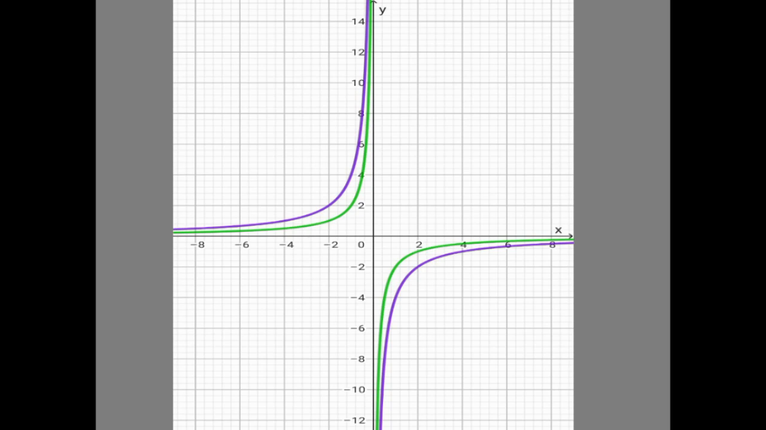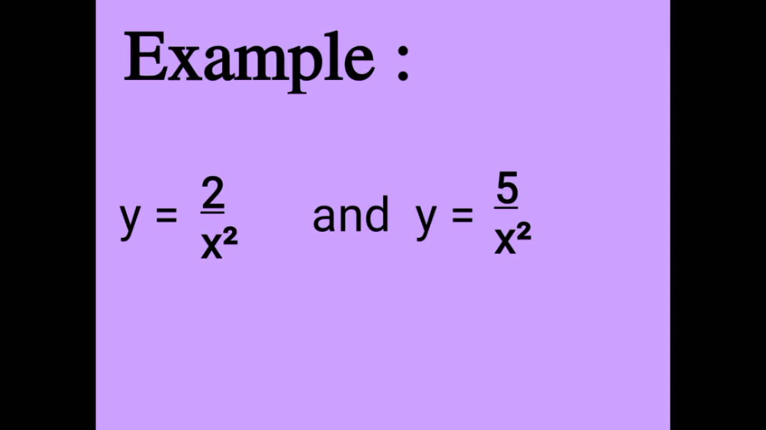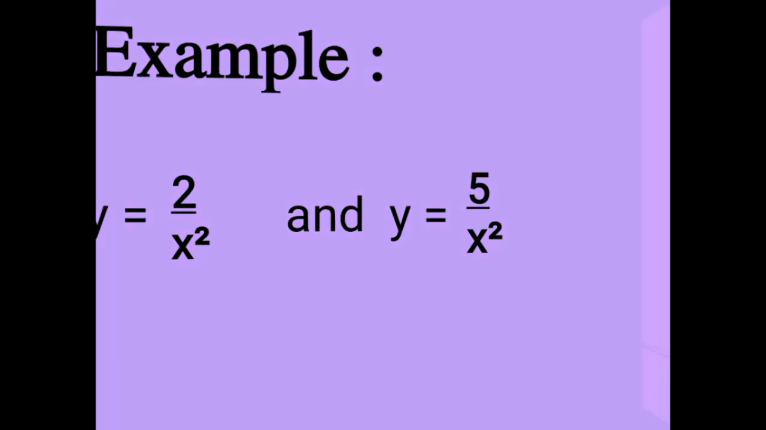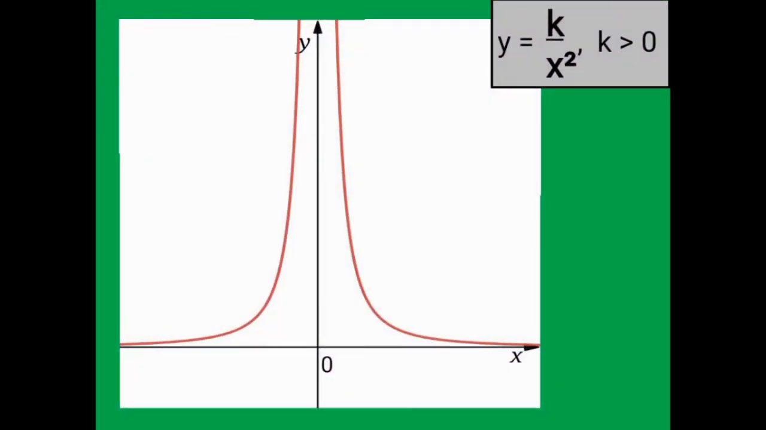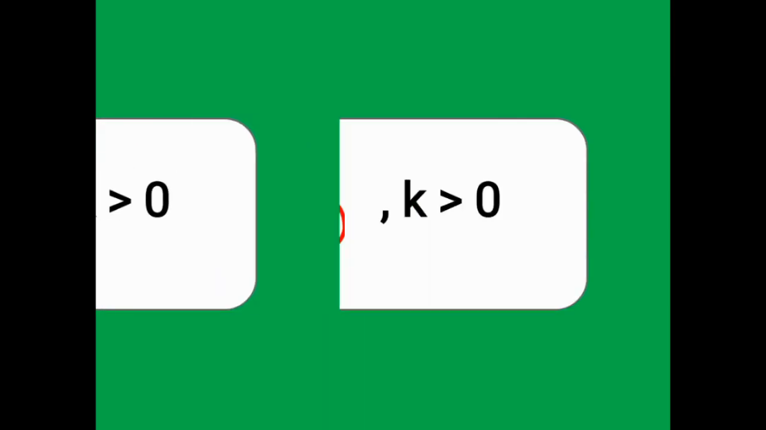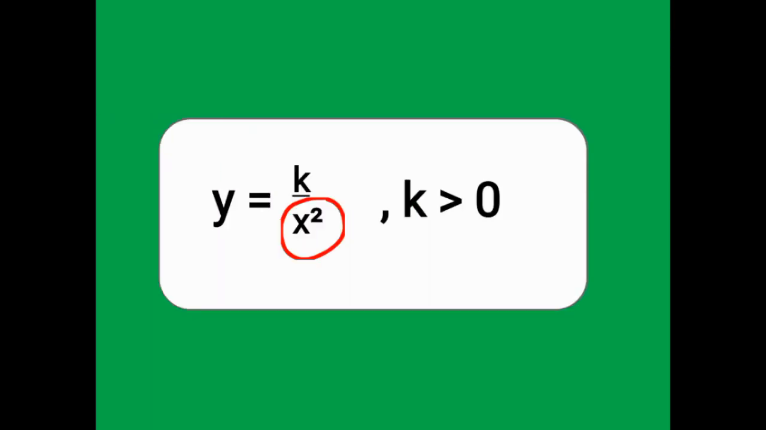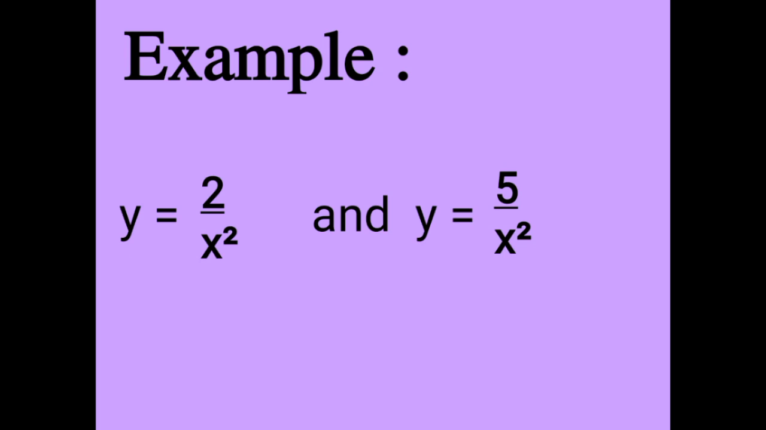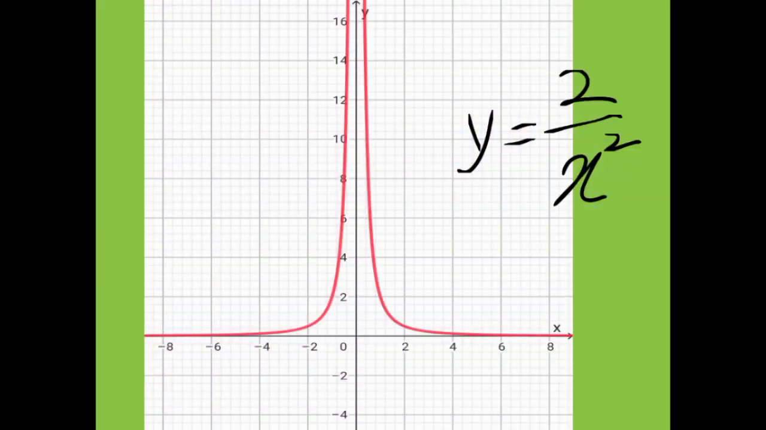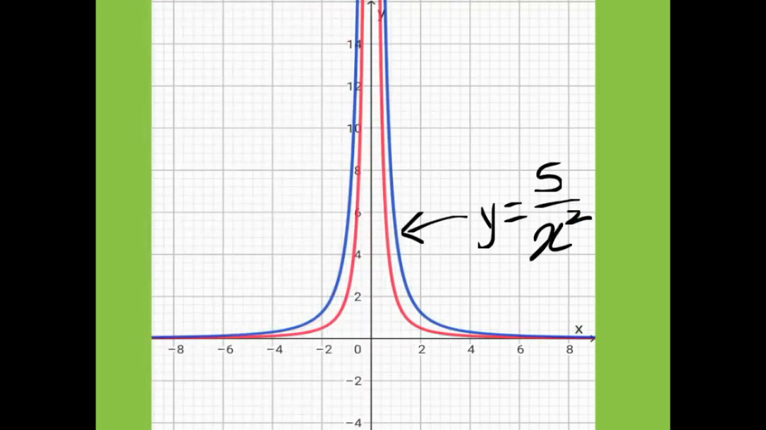Y equals 2 over x squared and y equals 5 over x squared. Both of these graphs are y equals k over x squared with k greater than 0 graphs. As x squared is always positive and k is greater than 0, all the y values are positive. Both of these graphs have asymptotes at x equals 0 and y equals 0. Here the graph y equals 2 over x squared would take a shape like this, and the graph y equals 5 over x squared would look like this.